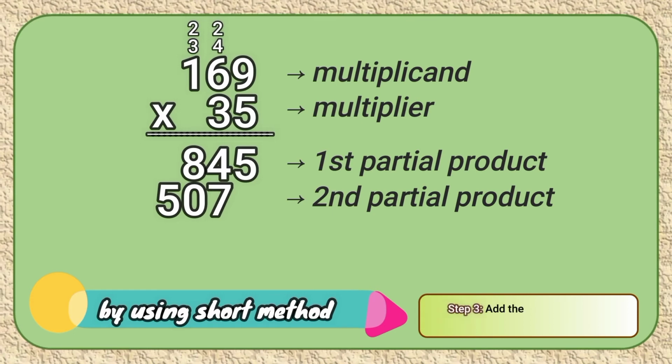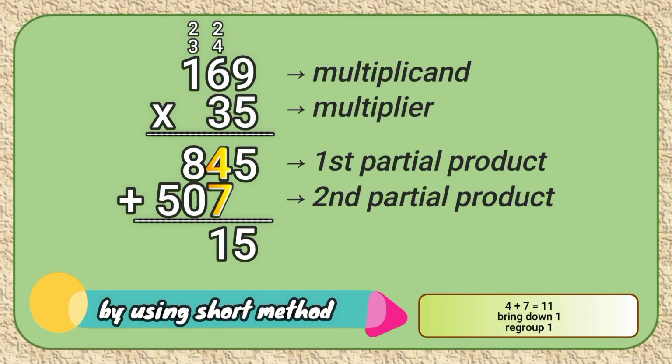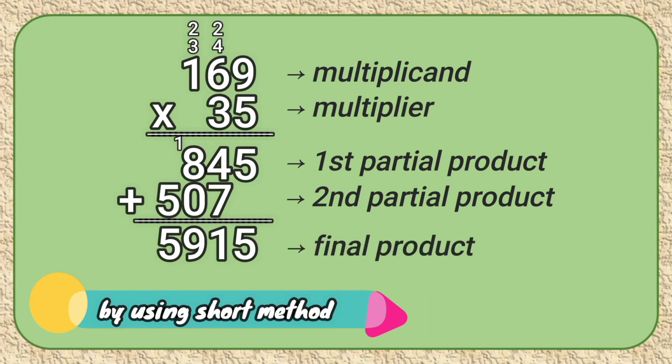Step 3, add the partial products to get the final product. So we have 845 plus 507. Let us bring down 5. 4 plus 7, that is 11. Bring down 1, regroup 1. 8 plus 1 plus 0, that is 9. Then bring down 5. The final product is 5,915.